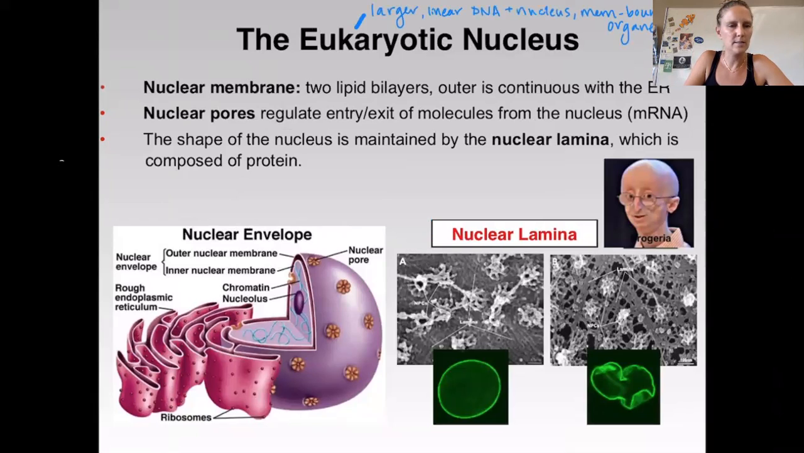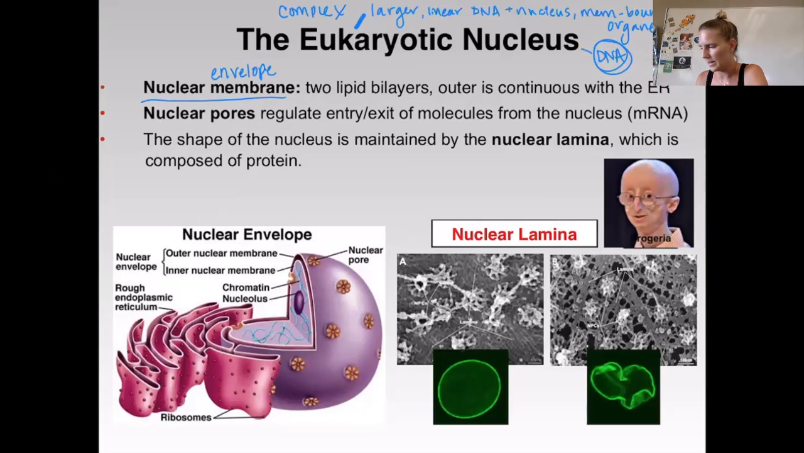Now we're going to be talking about some of those membrane-bound organelles that occur in these more complex eukaryotic cells, right? So the eukaryotic nucleus, when you think nucleus, you should think that's where the DNA is, all right? And the nucleus is pretty special. It has the nuclear membrane, sometimes called the nuclear envelope, which has two lipid bilayers. So a normal lipid bilayer and then another lipid bilayer, all right?